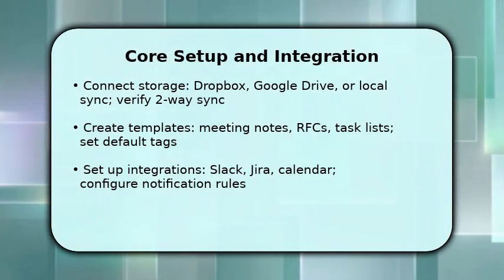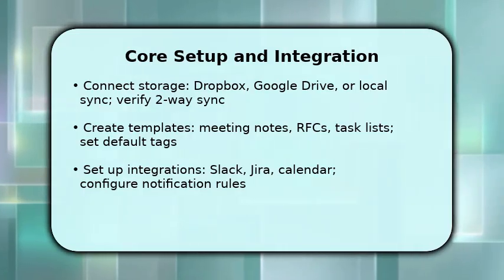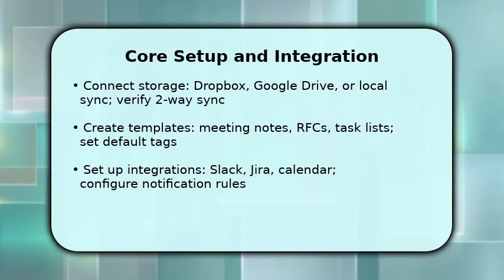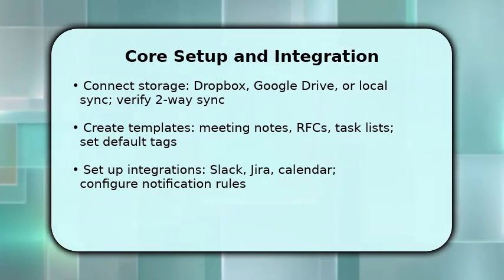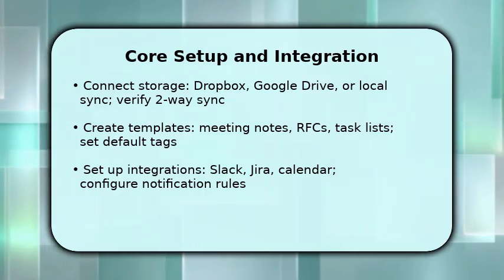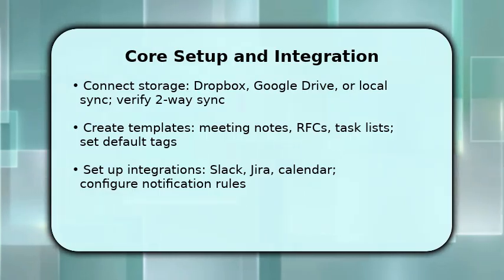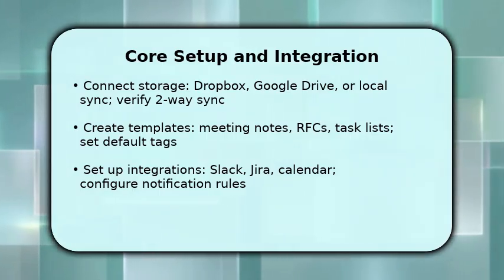Next, integrate storage and tools so Collanote becomes central to work. Connect Google Drive or Dropbox and verify two-way sync by saving a test note and checking it appears in both places. Create a few templates, meeting notes, RFC, and task lists, so everyone uses consistent formats. Assign default tags for quick filtering.